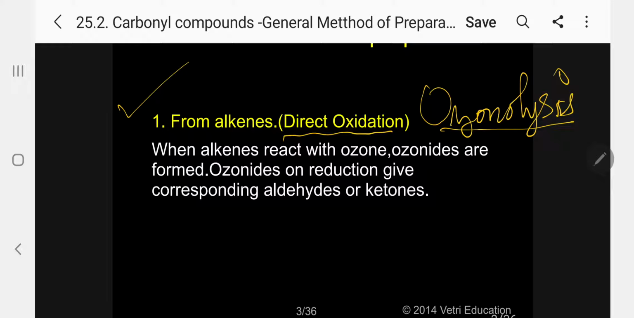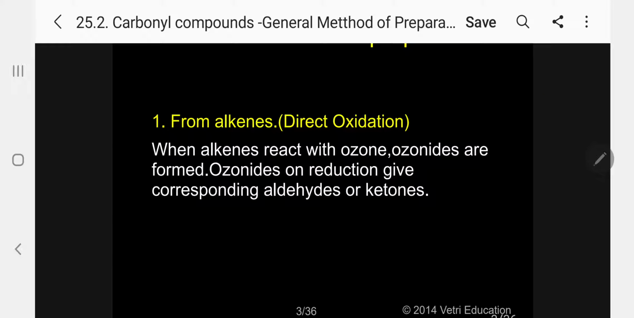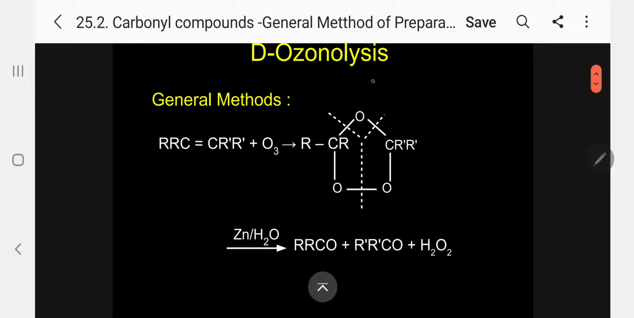That means when suitable alkenes react with ozone, ozonides are formed. These ozonides on reduction give the corresponding aldehydes or ketones in presence of zinc and water. So let me take a specific example and explain. Before that, let me give some general information for you to understand whether it is an aldehyde or ketone. What is the way we have to write the equation?